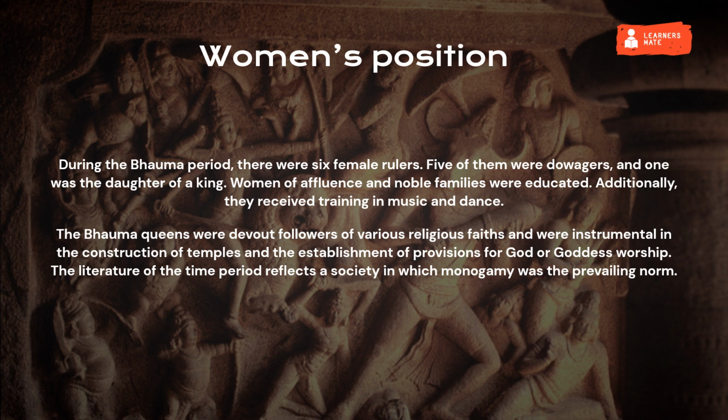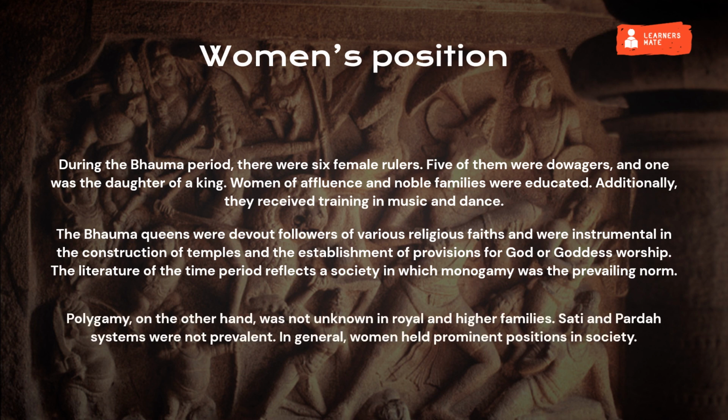The literature of the time period reflects a society in which monogamy was the prevailing norm. Polygamy, on the other hand, was not unknown in royal and higher families. Sati and Pardah systems were not prevalent. In general, women held prominent positions in society.